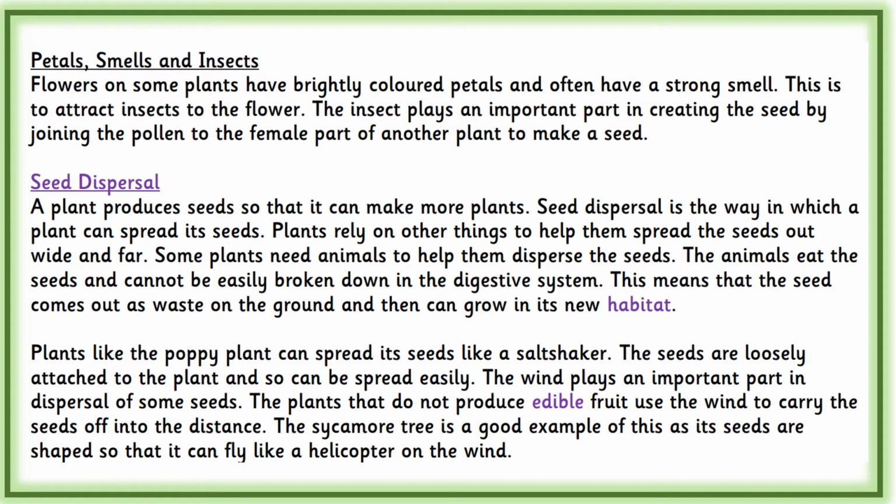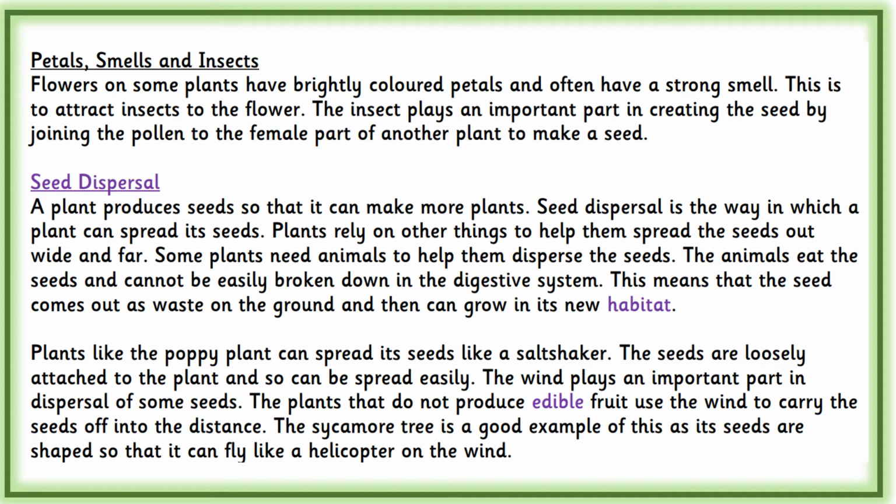Seed dispersal. A plant produces seeds so that it can make more plants. Seed dispersal is the way in which a plant can spread its seeds. Plants rely on other things to help them spread the seeds out wide and far. Some plants need animals to help them disperse the seeds. The animals eat the seeds and cannot break them down easily in the digestive system. This means that the seed comes out as waste on the ground and then can grow in its new habitat.